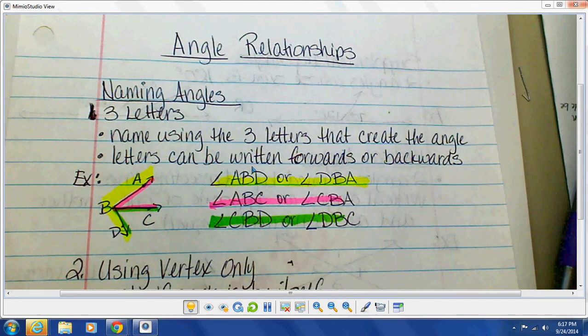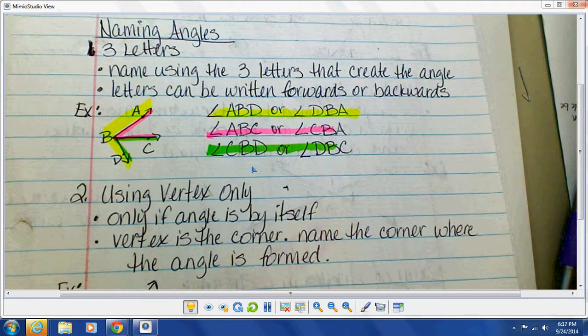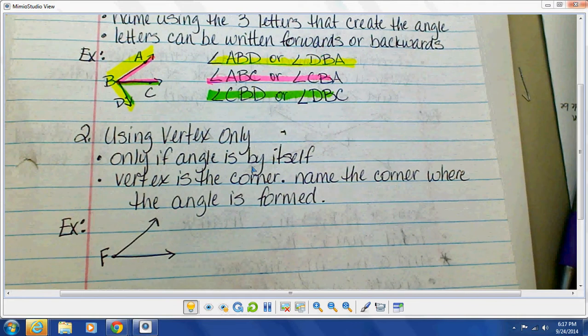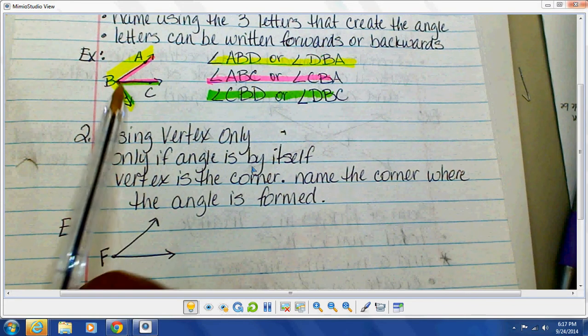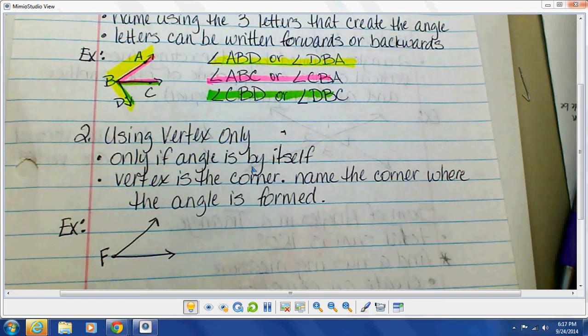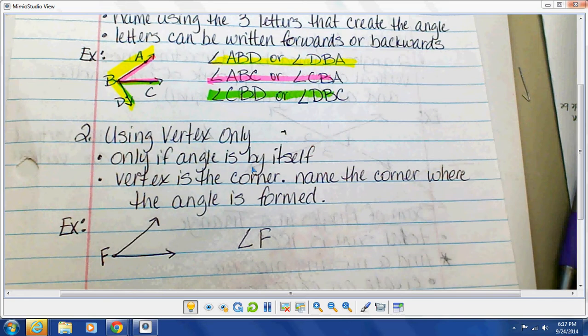Okay, there is a second way that we can name angles, and that is using the vertex only. Now, if I use the vertex only, then the angle has to be by itself. It cannot be more angles combined in the picture like this. It's got to just look like this, to where you only see that one letter. So in this case, all we would have to do to name this angle is just say angle F. That's it.